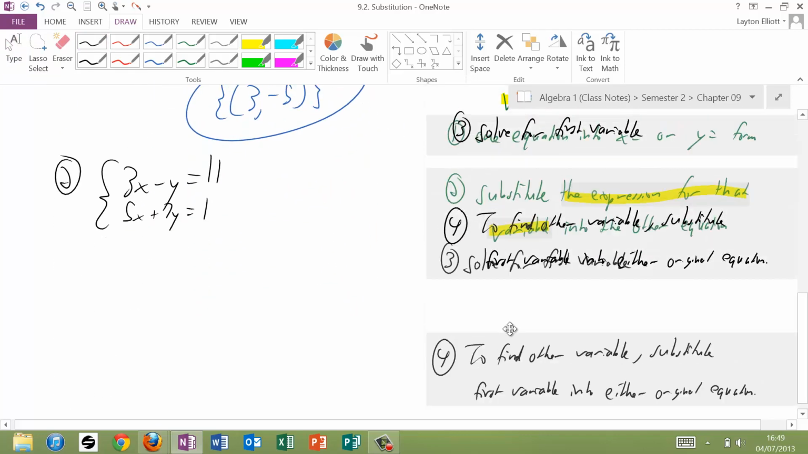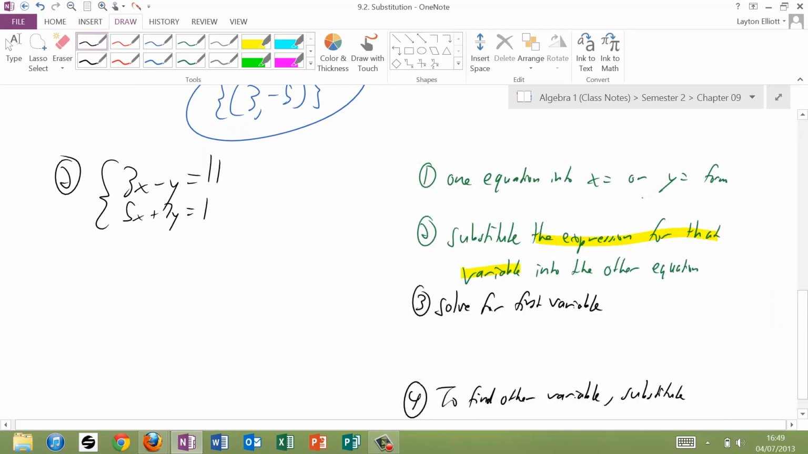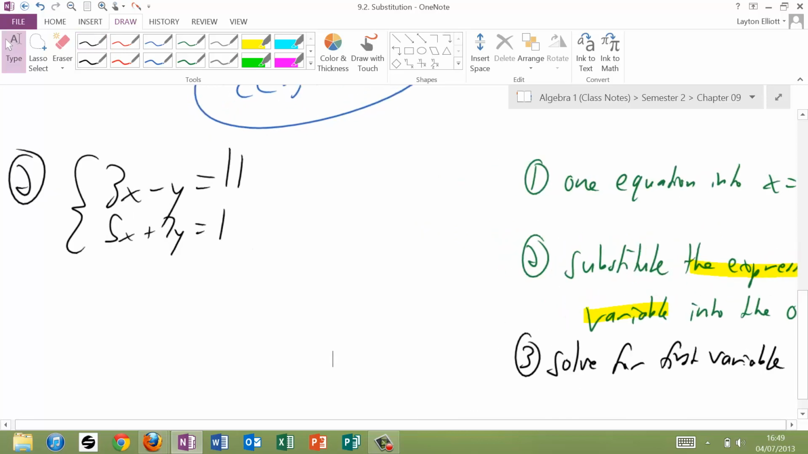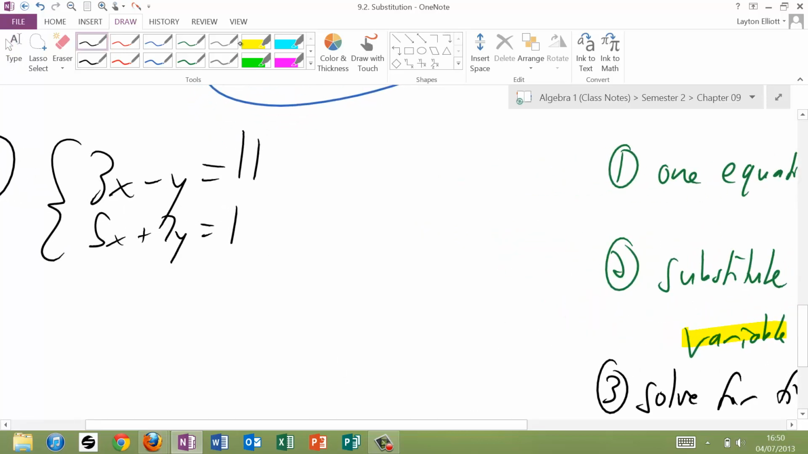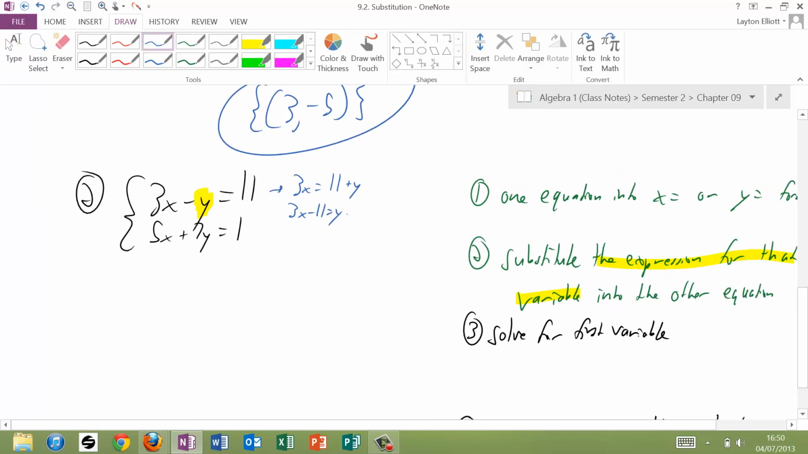As we bring these down here, the first step is to put one equation into x equals or y equals form. If we scan our variables, we have 3x, negative y, 5x, and 7y. Probably the easiest one to target is y in the first equation. If I move the y to the right side, I get 3x is equal to 11 plus y, and subtracting 11, I get 3x minus 11 is equal to y. Now we're going to substitute that expression in for y in the other equation. So I have 5x plus 7 times (3x minus 11) is equal to 1.